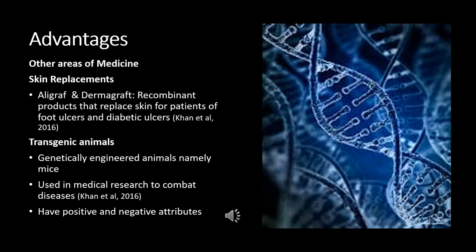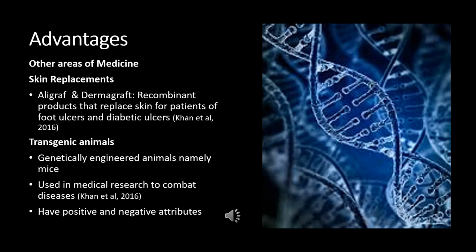Some other advantages include, for example, allograft and Dermagraft. These are recombinant products that replace skin for patients with foot ulcers and diabetic ulcers. These are very positive examples of the possibilities of recombinant DNA technology in medicine.